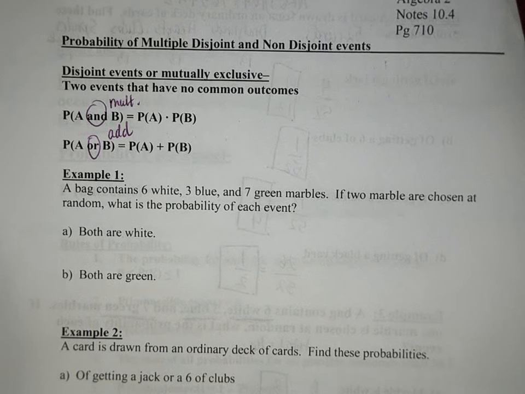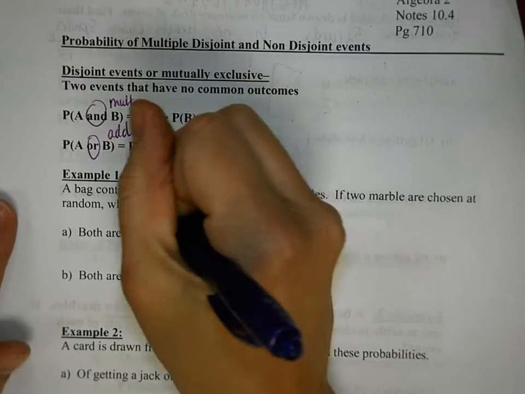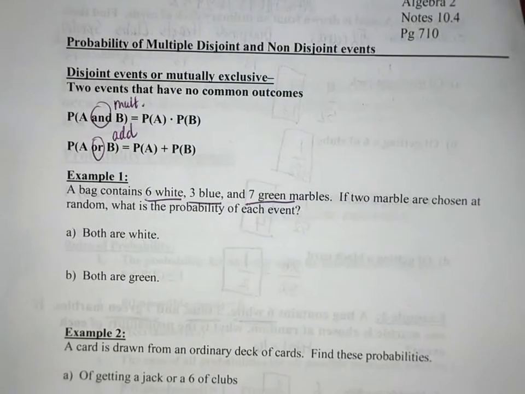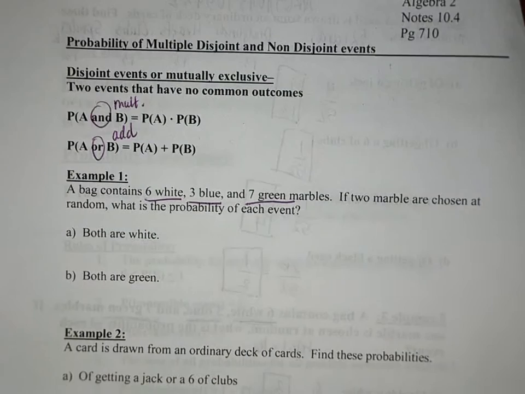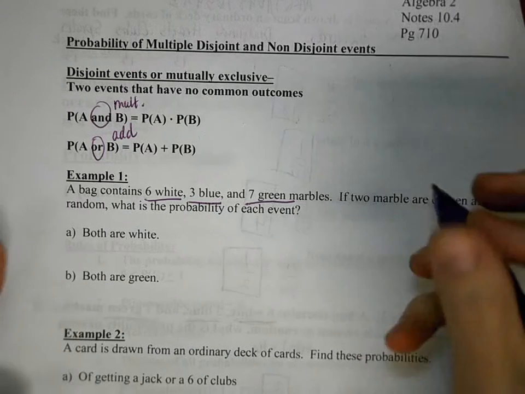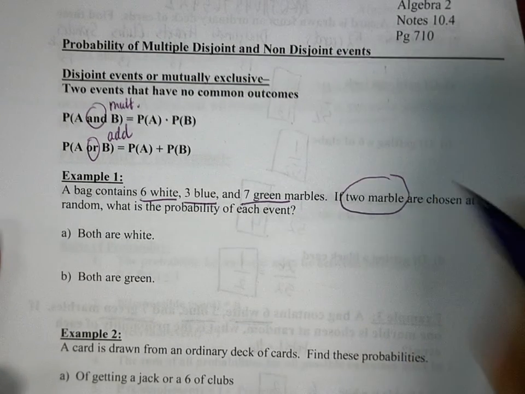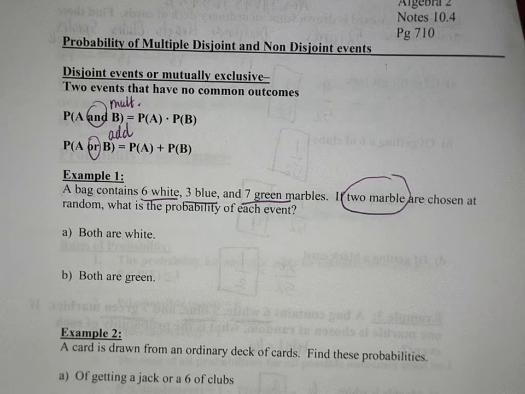Okay. So let's start with example 1. A bag contains 6 white, 3 blue, and 7 green marbles. If 2 marbles are chosen at random, what is the probability of each event? Okay, so 2 are chosen. Since they didn't tell us that we choose one and put it back, that means that it's chosen and it stays out.